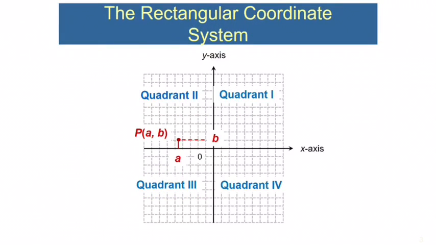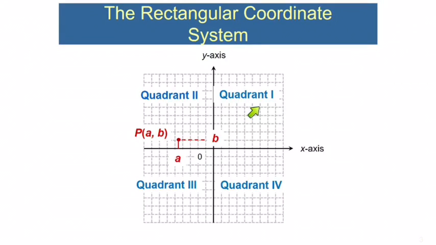Here is a look at a coordinate system for us. This is a rectangular coordinate system. And we have our horizontal axis, which is the x-axis, and we have our vertical axis, which is the y-axis. The point in the middle where they cross is called the origin, and that point's coordinates are 0, 0.